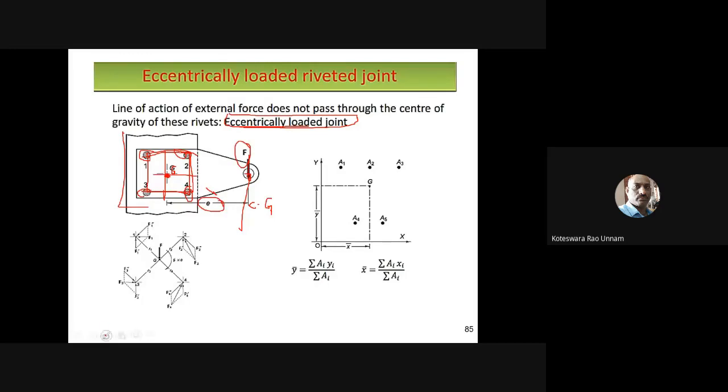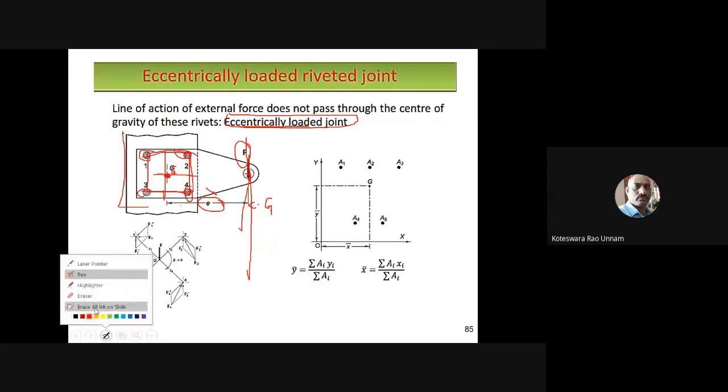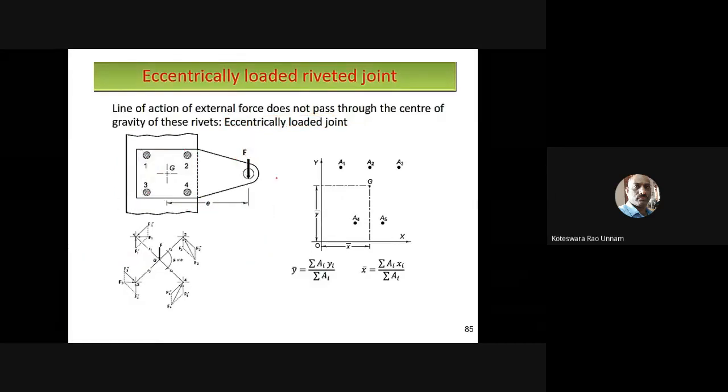So that means the line of action of the load, this is the line of action of the load, that means the load is acting in this direction. Since this line of action of force has some eccentricity from the center of gravity, we'll call it an eccentric load. Since this load is applied to this riveted joint, we'll call it an eccentrically loaded riveted joint. So now if you come across this kind of problem, how can I estimate how much diameter is required for these rivets?